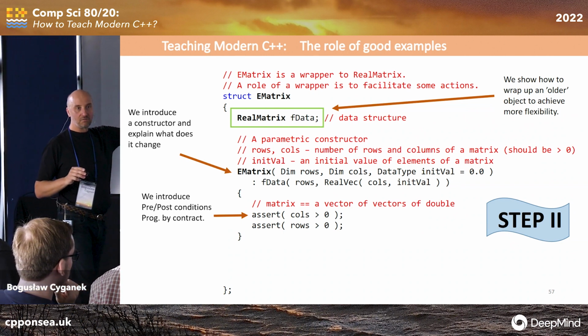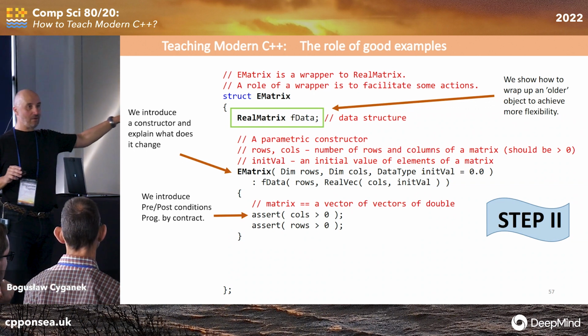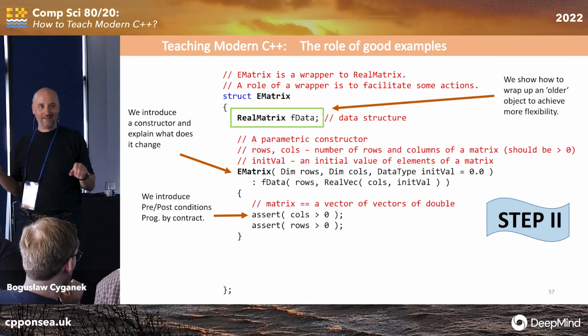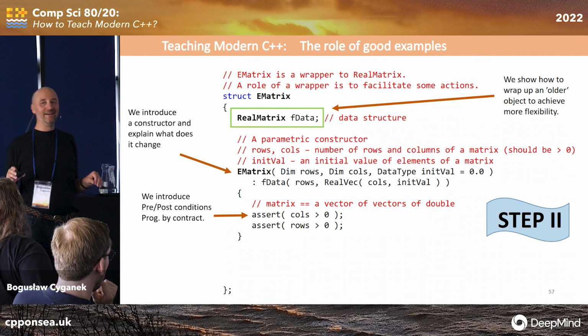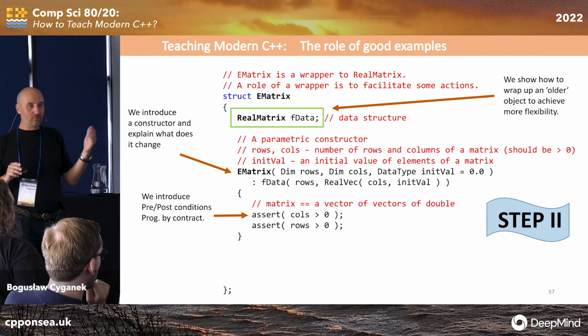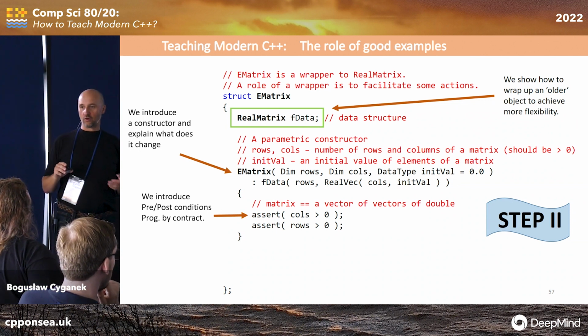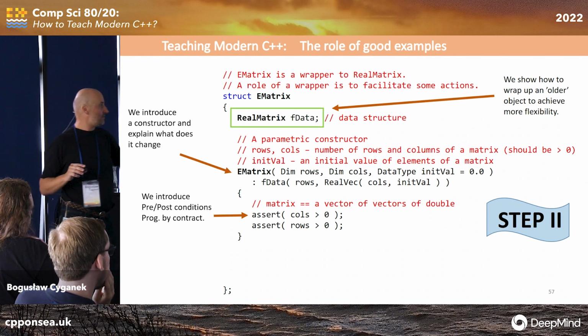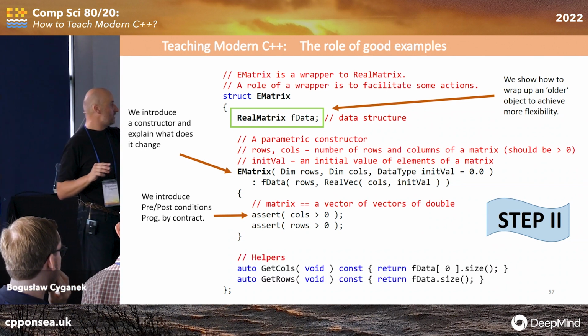We can have some assertions. They saved my life many times. Well, the programmer's life. I was not fired from the company. But use it. We'll probably have programming by contract in future C++ standards, but assert is working quite well. Show them, and some helpers.